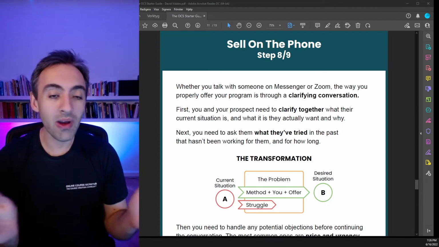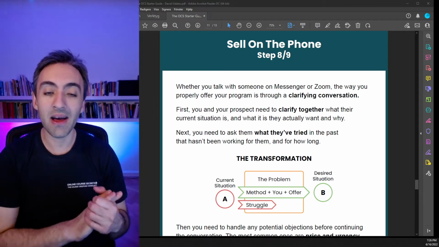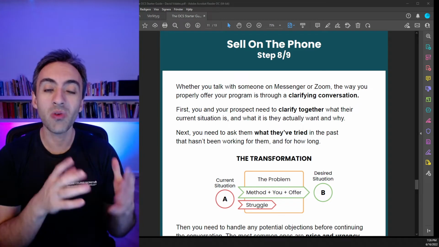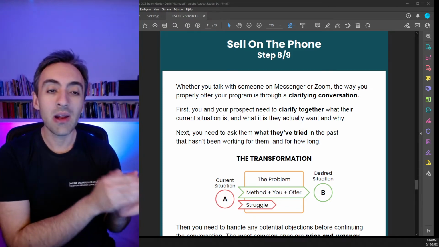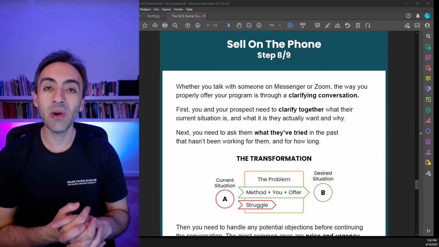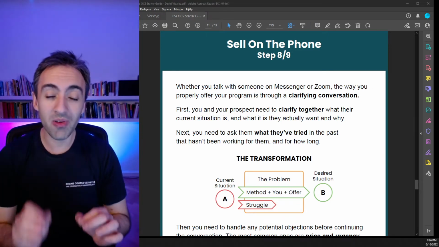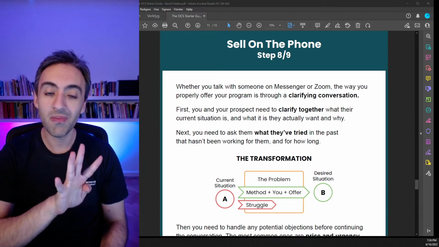So it can be, well, how long have you tried this? What have you tried in the past? Why do you think that didn't work? We're really trying to get a complete picture here. That's during the short call. Now, during the long call, this is really where we go as deep as we possibly can. It's still the 4 R's.